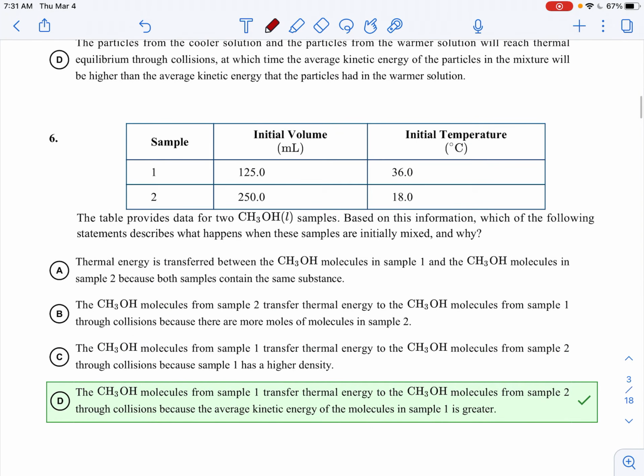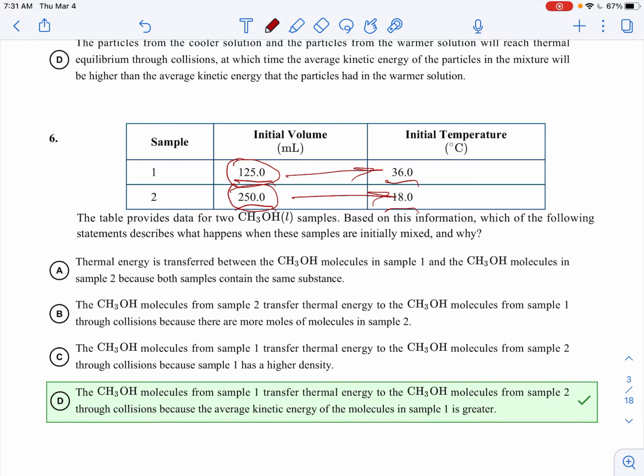All right, number 6 says a table provides data for 2 CH3OH samples. Based on this information, which of the following statements describes what happens when the samples are initially mixed and why? So we have 2 samples of methanol. That's what CH3OH is. And we see that there are 2 different volumes, okay, and 2 different temperatures. So we have sample 1 at an initial volume of 125, temperature of 36 degrees Celsius, and sample 2 is initial volume of 250 at 18 degrees Celsius.